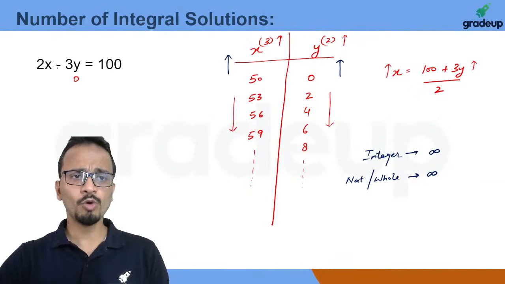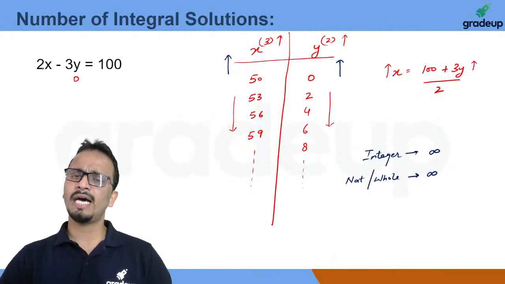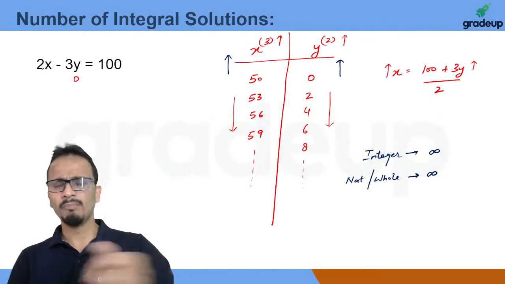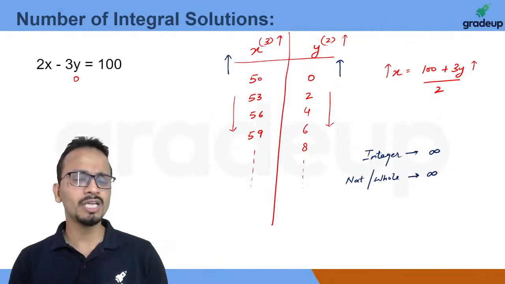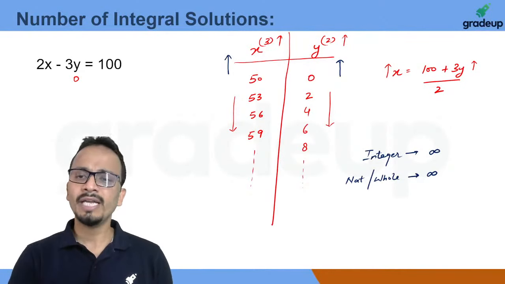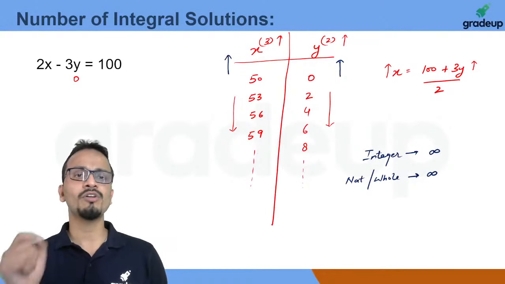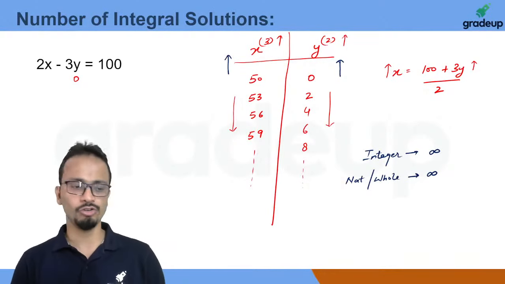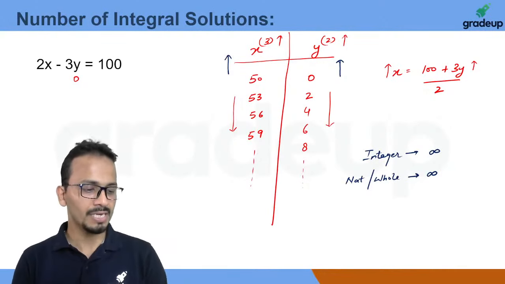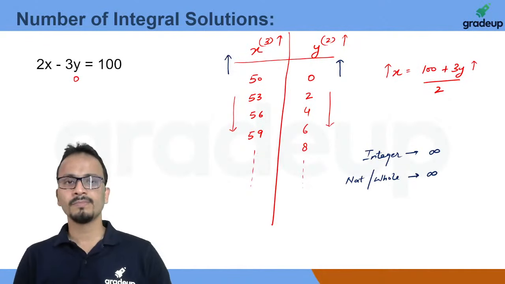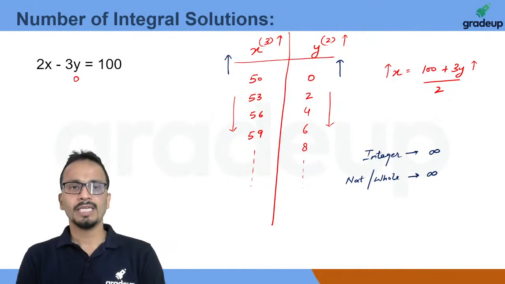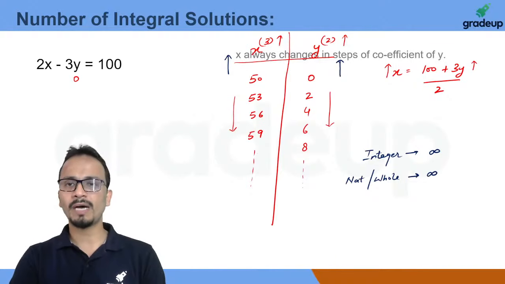So earlier there was a plus sign in between, and I could limit the number of solutions. But in this case, I cannot limit the number of integer solutions, as well as the number of natural number and whole number solutions. All right. Am I clear? I hope so. All right. Now let's move on to the next part.